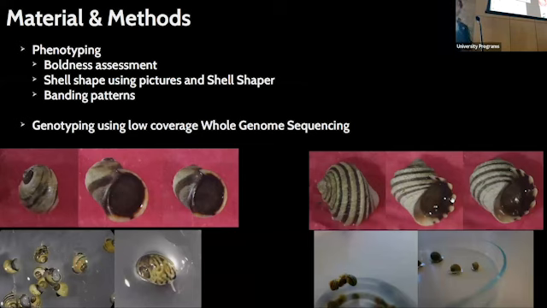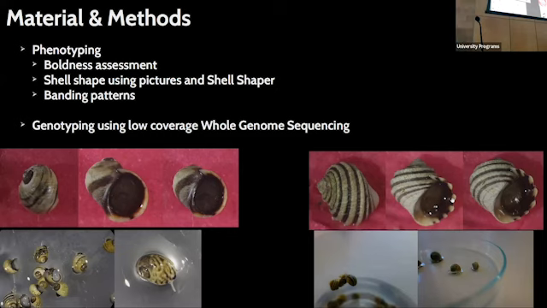So a bit about the methods. For the phenotyping, the boldness I already explained. This is a typical wave snail, and this is a typical crab snail. For the shell shape, we use this type of picture, where you place a few points on the shell, and then somebody in the team developed a computer program that derives from this a model of the shell and calculates some growth parameters that we can later analyze and use to discriminate between the two ecotypes.